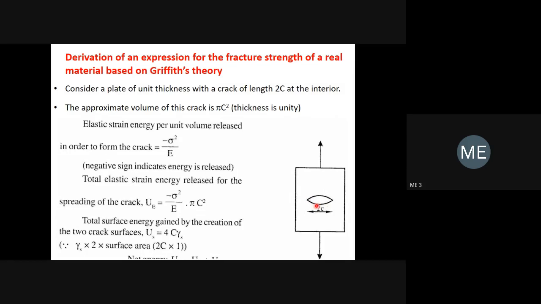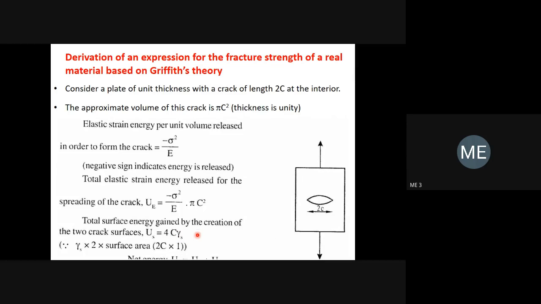So now, what is the total surface area? This side is 2c, other side is 2c. The total surface area is 4c into 1. The surface area is nothing but the length of the crack into depth of the crack. Length of the crack is 2c plus other side 2c, so 4c is the surface area of the crack, into gamma S.